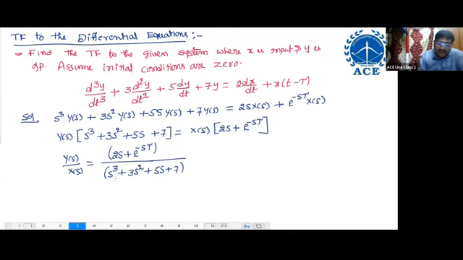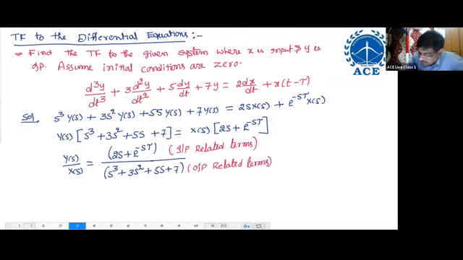Simple logic is simply input related terms by output related terms. Numerator is input related terms, denominator is output related terms. That's all.